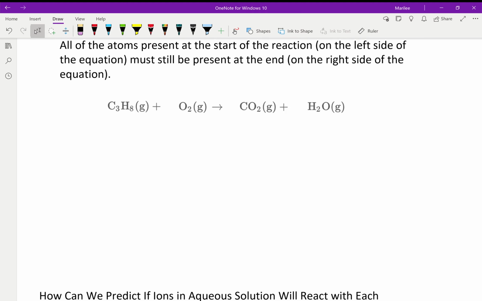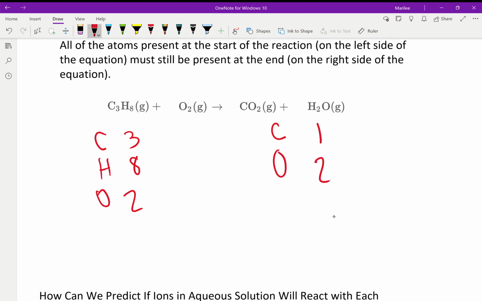C3H8 plus O2 gives us CO2 and H2O. So we have here carbon 3, hydrogen 8, oxygen 2. And on this side, we have carbon 1, oxygen 2, hydrogen 2, and then we have another oxygen here. So we actually have 3 oxygens on this side and 2 oxygens on the other side. Our hydrogens don't match, our carbons don't match.